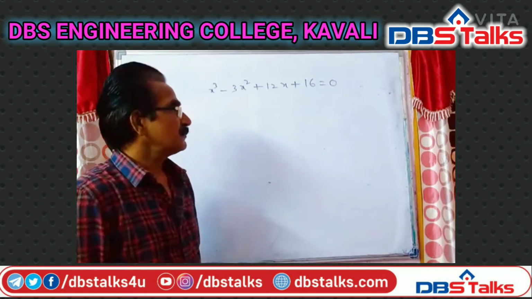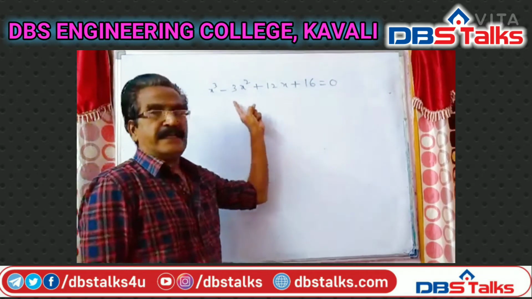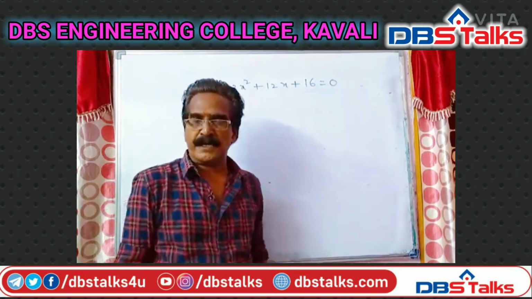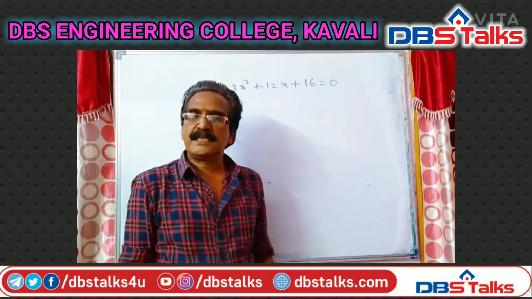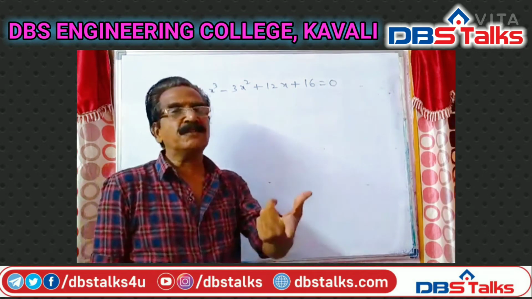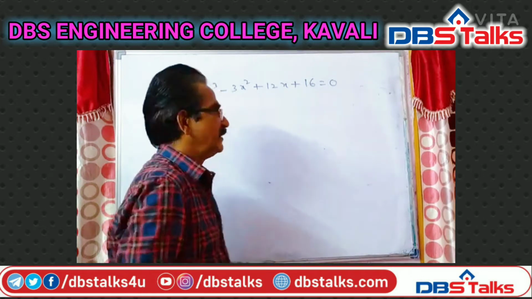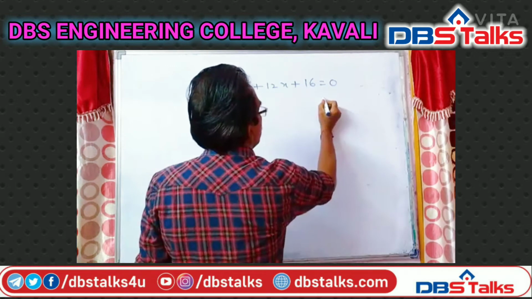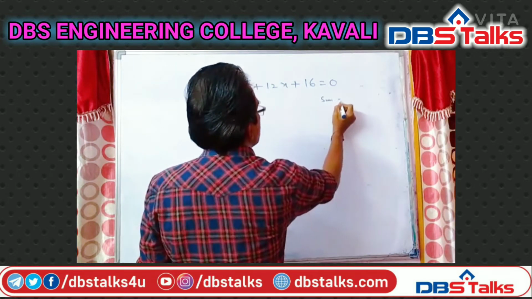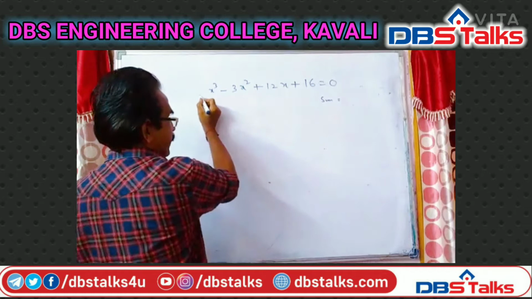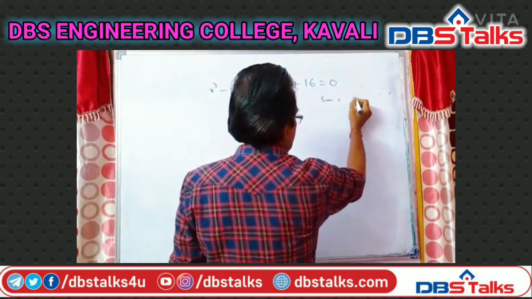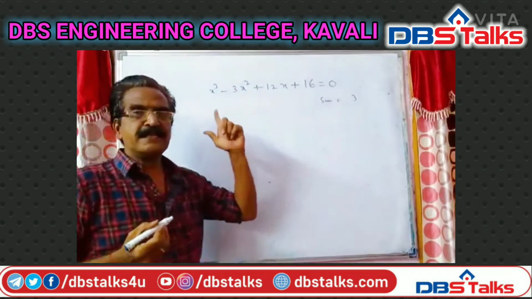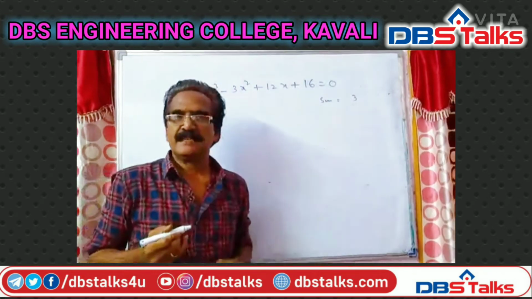So here, the sum of the roots of this polynomial, what is the sum of the roots? Sum of the roots we know is minus b by a, right friends? Sum of the roots is equal to minus b by a. Minus of minus 3, 3 by 1 means 3. Sum of the roots is 3.